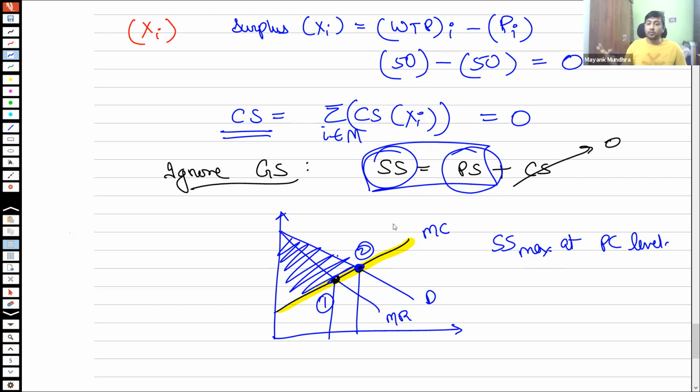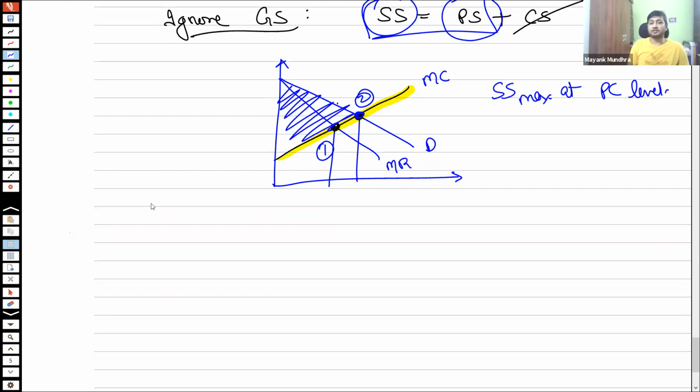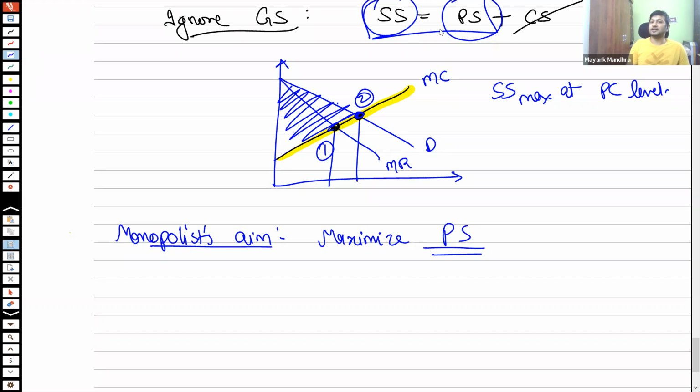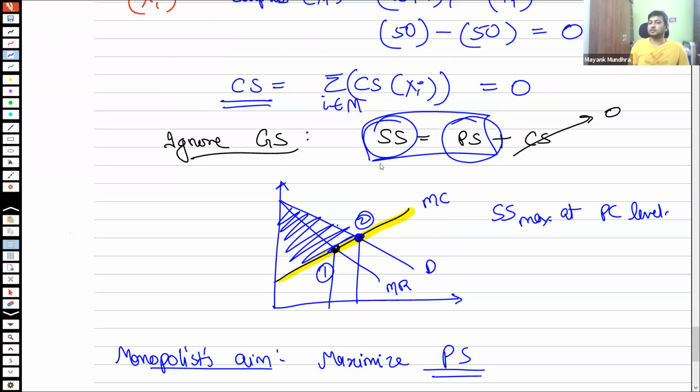So what is the aim of the monopolist? The aim of the monopolist is to maximize producer surplus. But in this case, producer surplus and social surplus are the same. So maximizing one automatically maximizes the other.